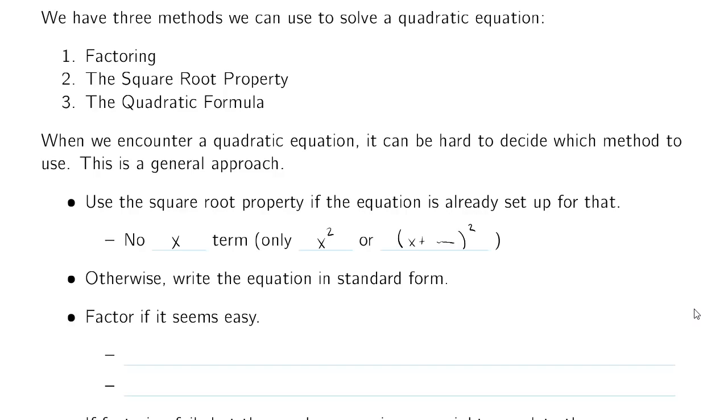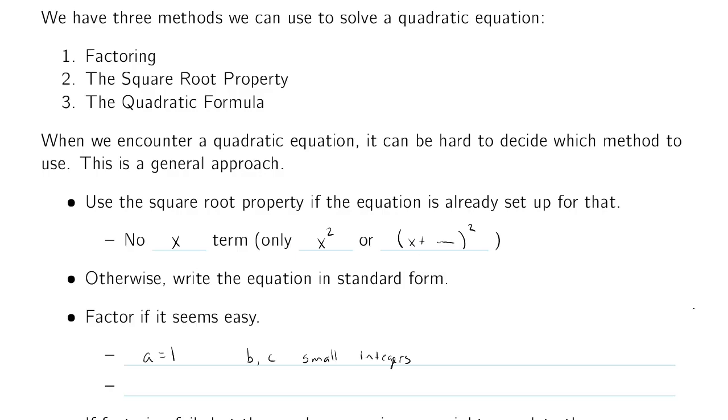Once our equation is in standard form, we should look at it and see if factoring seems easy. When is factoring easy? Well, factoring is easy if the leading coefficient is 1, and then the other two numbers, b and c, are small integers. What integers count as small to you depends on how much multiplication table you have memorized. If you can look at the number c and figure out what factors it has, then those are small integers.